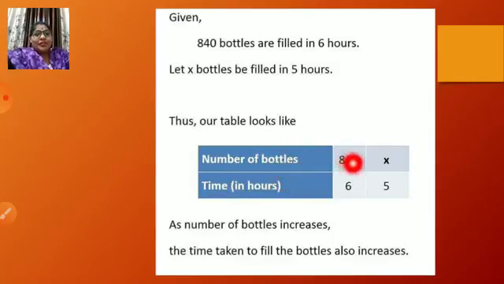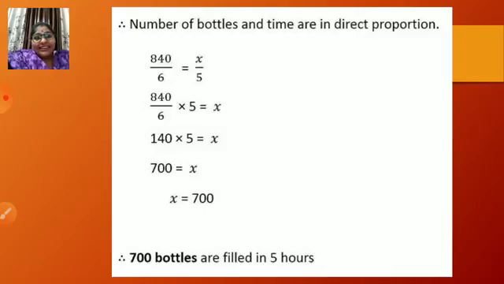So number of bottles, when 840, it takes 6 hours. So now for 5 hours, how many bottles we can fill? Now you can see this is like a direct proportion. If the hours increases, number of bottles increases. If hours is decreasing, number of bottle is also decreasing. So let us find out. That is 840 upon 6, that is x1 upon y1 is equal to x2 upon y2, that is x upon 5.